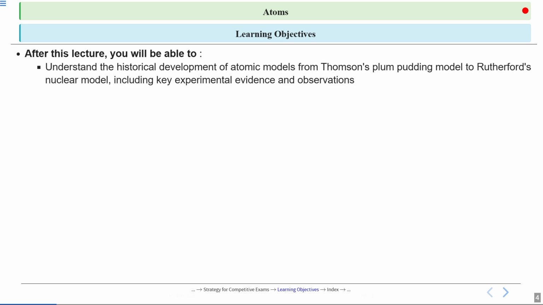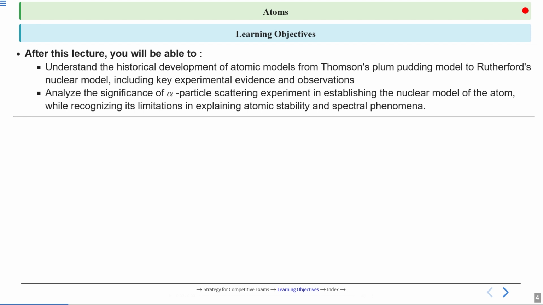Firstly, you will be able to understand the historical development of atomic models. We'll look at how scientists moved from Thomson's plum pudding model, which pictured the atom as a sphere of positive charge with electrons scattered inside, and how we came through the Rutherford model to the Bohr model.